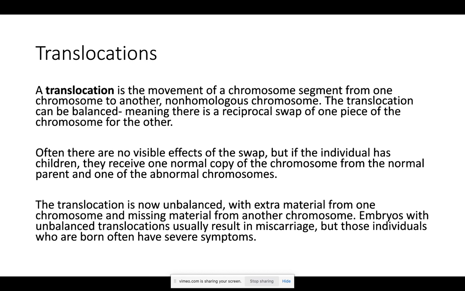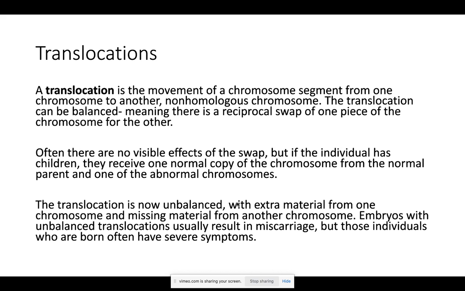Translocation, meaning movement, is the movement of a chromosome segment from one chromosome to another. The translocation can either be balanced or unbalanced. Whenever we have balanced translocations, the individual is unaffected because they can receive one normal copy of the chromosome from the normal parent and one of the abnormal chromosomes.